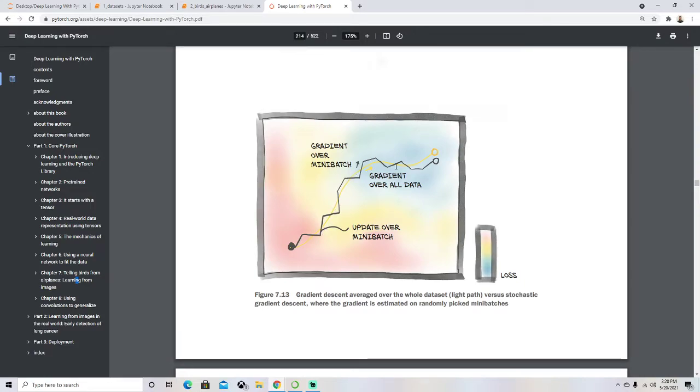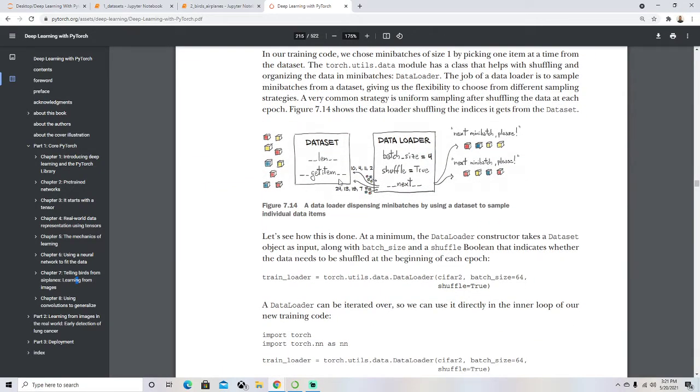Here's an example of how the gradient works there. This is showing your update of the gradient over each mini batch. So it may go back and forth, possibly not in the most optimized way. And then this is gradient over all of the data. And here we have the gradient over the mini batch. So the mini batch is kind of a step function where the gradient over all the data is a smoother function there. Here's just an example of what the data loader does.